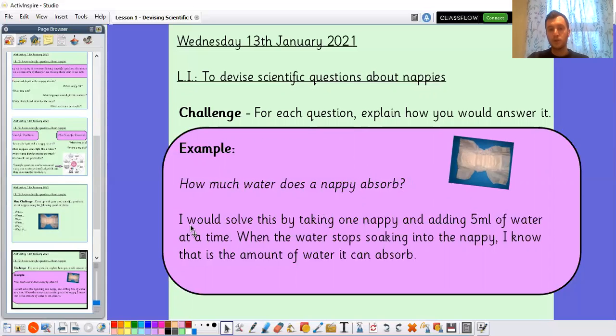Now, I would test this by taking one nappy and adding 5 milliliters of water at a time. I might use a small measuring cup or small measuring container to make sure I have the same amount of water each time. I would keep adding a little bit of water each time onto that nappy until the water stops soaking into that nappy. And at that time, I know however much water I've added previously, that's how much water that nappy can absorb. And that's how I'd solve it using science.